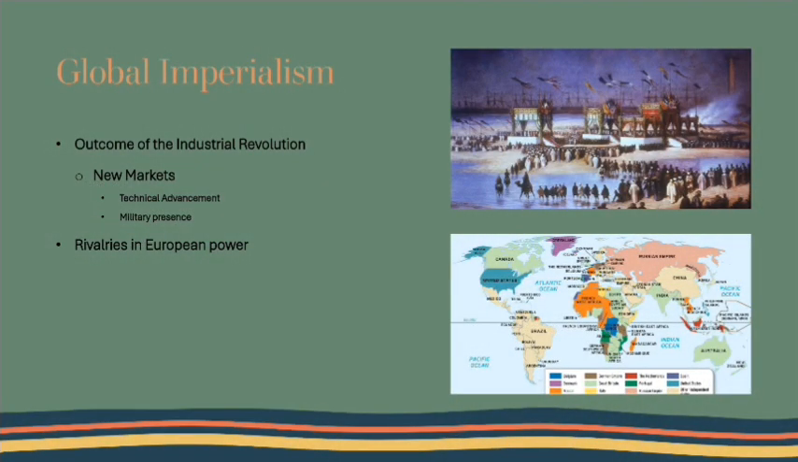Now, to understand the Belgian Congo, we first must understand the global era of imperialism. This period was a direct outcome of the Industrial Revolution. European factories were expanding rapidly, creating two major needs. First, they required vast amounts of new raw materials, for example, rubber, copper, and cotton. And second, they needed new markets to sell their finished goods.